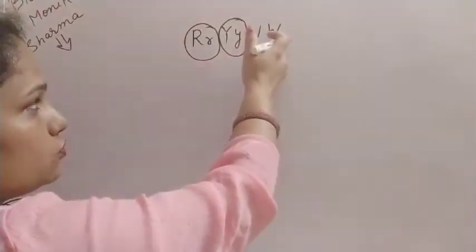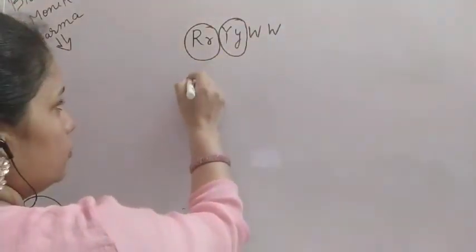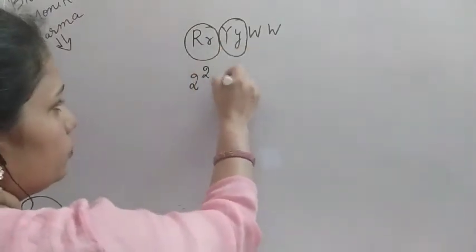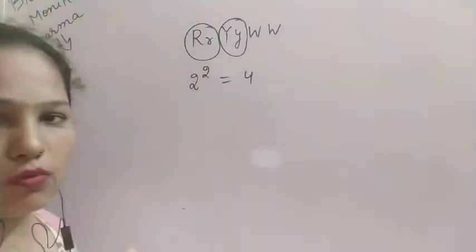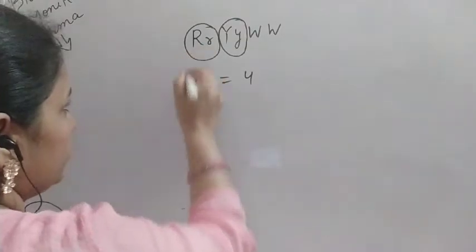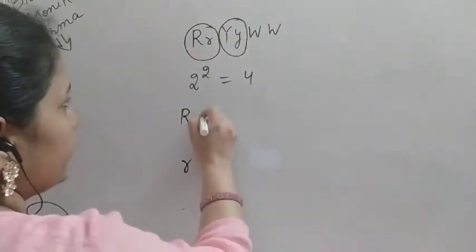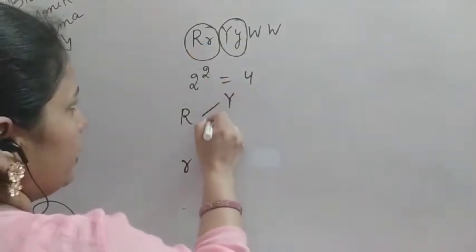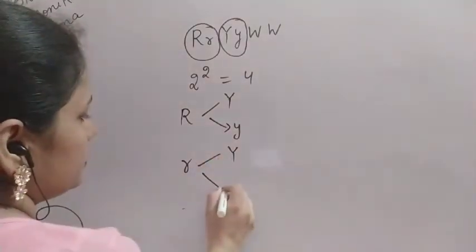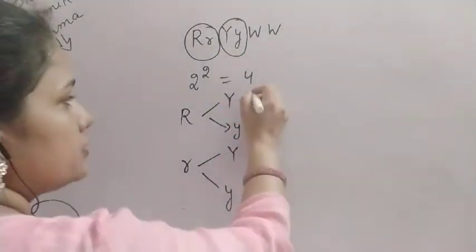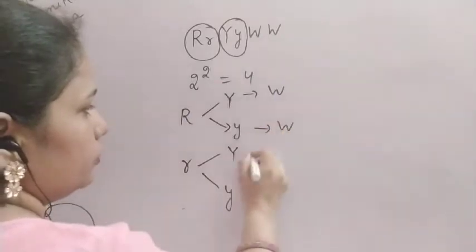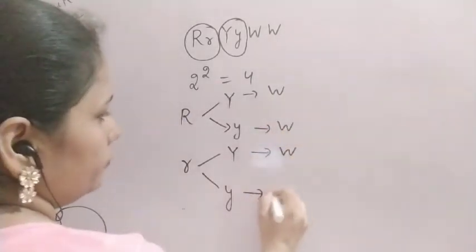So how can we solve it? The number of heterozygote is 2. So 2 raised to power 2 means 4 gametes are formed here. And how are these gametes formed? Firstly we have to write the characters capital R, small r, then we will write capital Y, small y, capital Y, small y, because both are the same. So we are writing with this capital W, capital W.